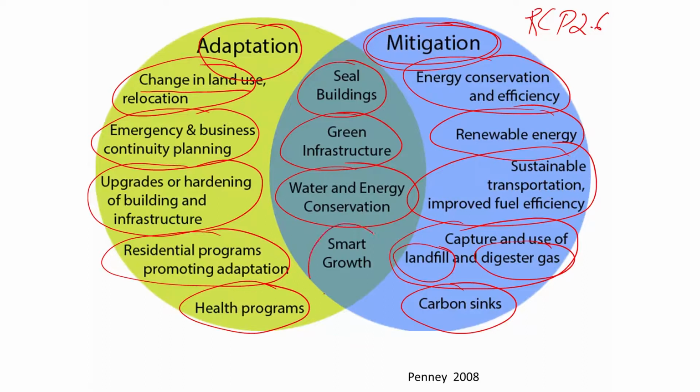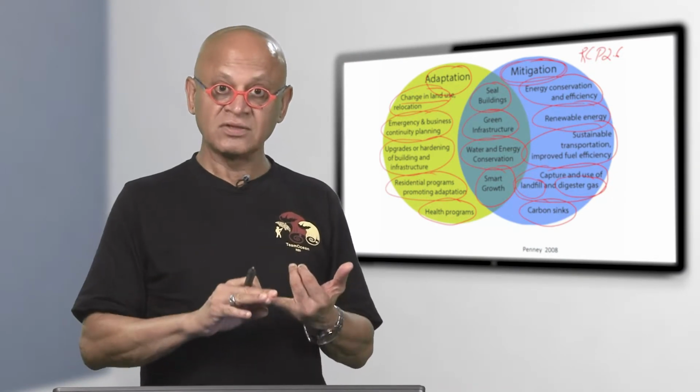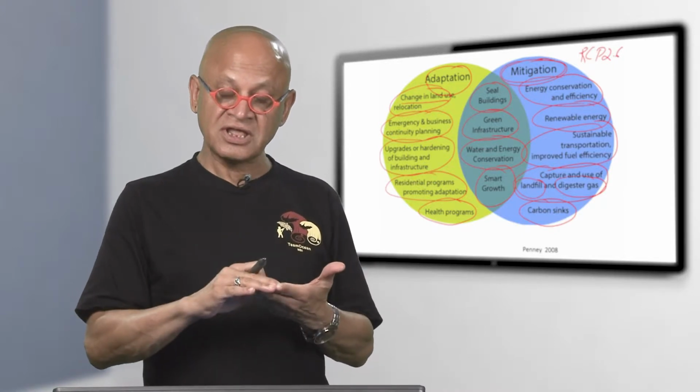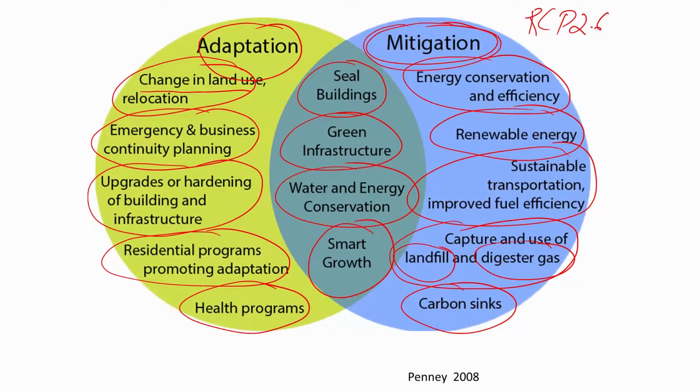So smart growth essentially is to optimize all these things: traffic light use, traffic patterns, energy use, emission reduction, and so on and so forth. So this gives you a general sense of what we mean by mitigation and adaptation.